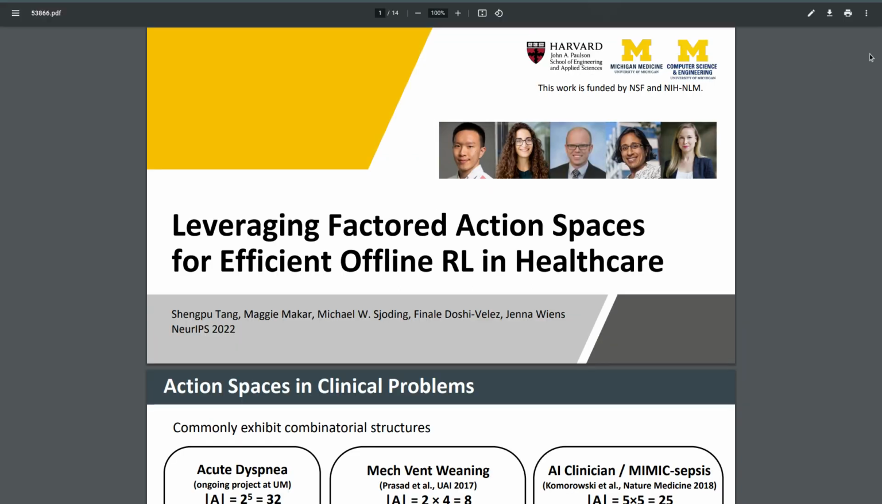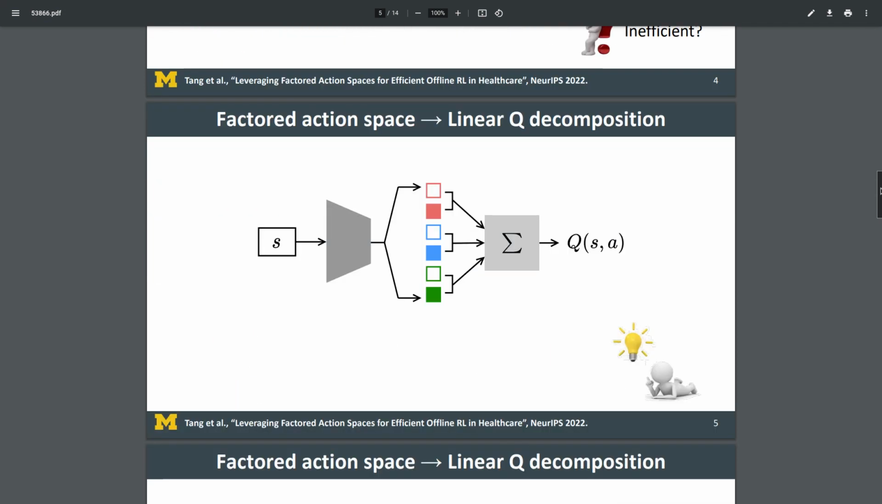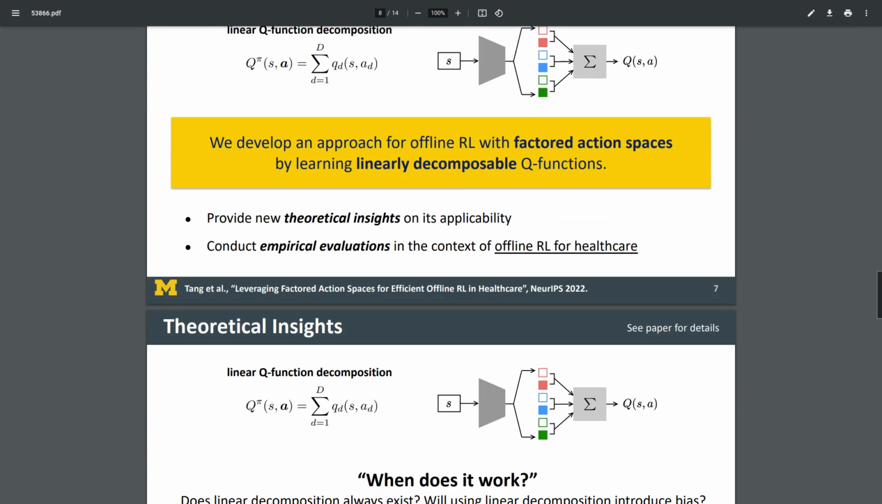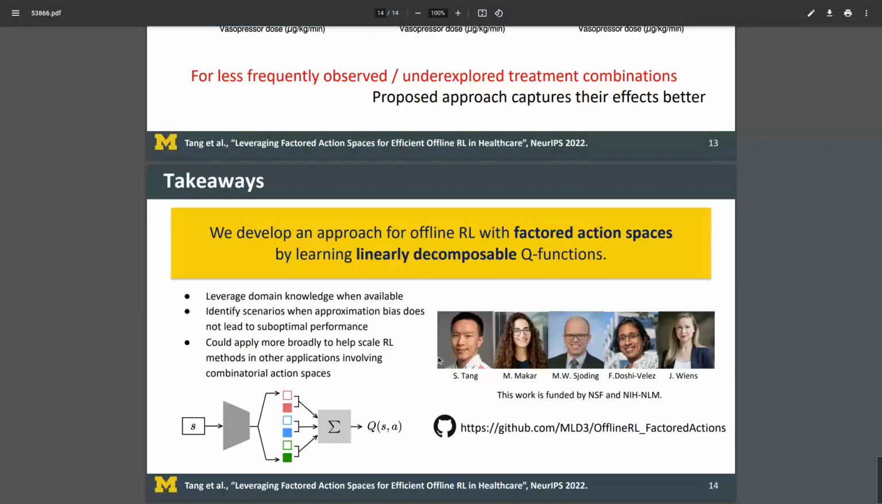And they have a slide deck that you can look at on the NeurIPS website, or you can find it there. And then here is their takeaway slide.